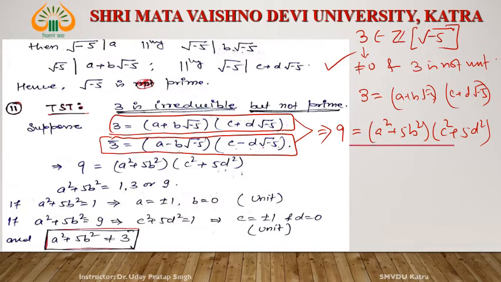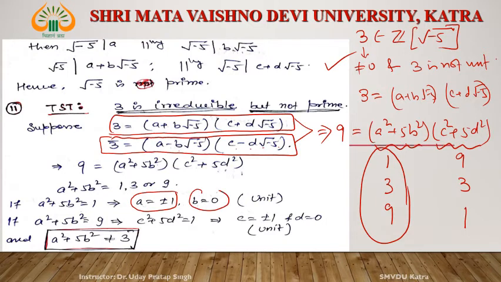Then what is this or this? This is 1, then this is 9. This is 3, then this is 3. This is 9, then this is 1. So the choices of this are 1, 3, 9. Suppose A square plus 5B square equals 1, then what is A? A is equal to plus minus 1 and B equal to 0. It means A plus B square root of minus 5 is a unit.